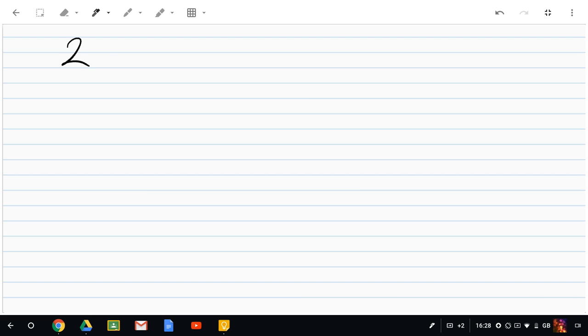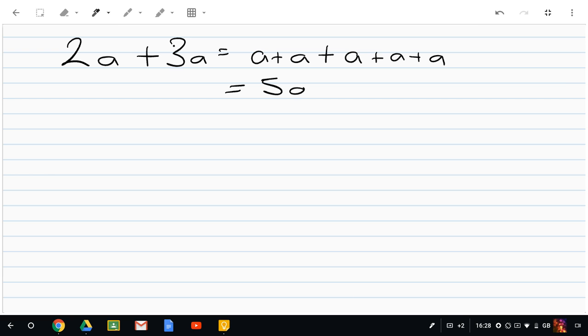If I have 2A plus 3A, that means 2 A's, A plus A, plus 3 more A's, A plus A plus A, and so that gives me a total of 5 A's. So you can see that we add the coefficient of the pronumeral to get our answer.